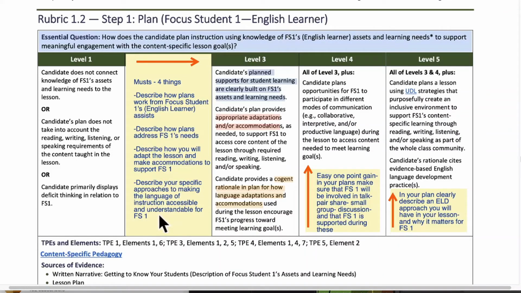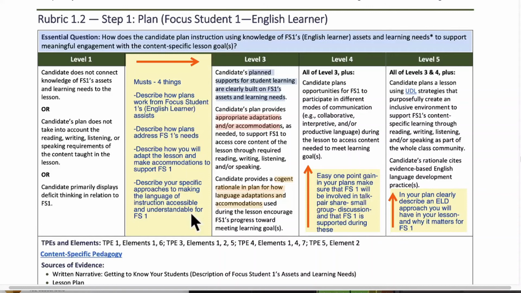And the last one is about language adaptations. Describe your specific approaches to making the language of instruction accessible and understandable to focus student 1. This one's all about language. So remember, 4 things to get a level 3. Now here, level 4 is an easy 1-point gain. Candidate plans opportunities for focus student 1 to participate in different modes of communication. Okay, collaborative, interpretive, and or productive language during the lesson to access content needed to meet learning goals. So this is an easy 1-pointer.